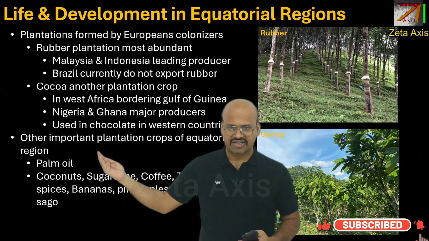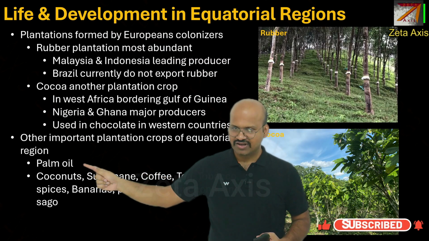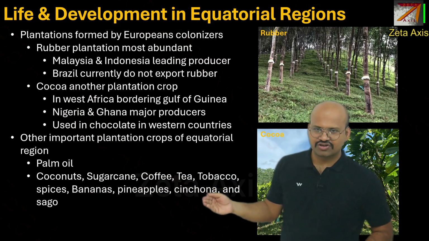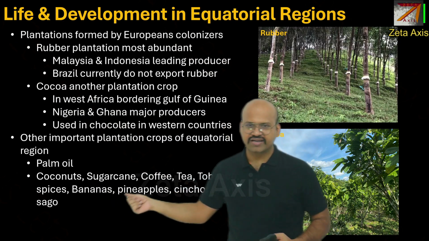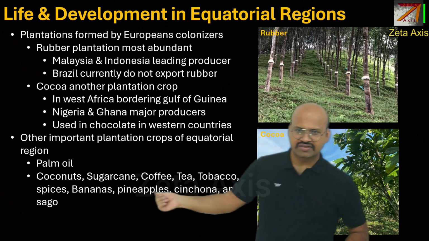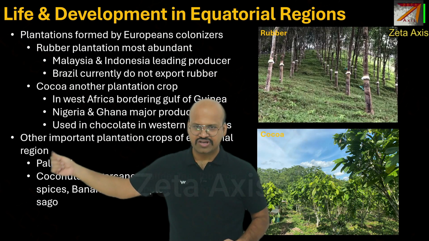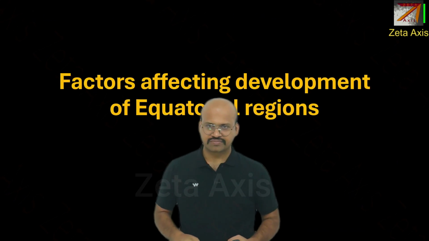Other important plantation crops of the equatorial region are palm oil, coconut, sugarcane, coffee, tea, tobacco, spices, bananas, pineapples, cinchona and sago. So all these are also important plantation crops.